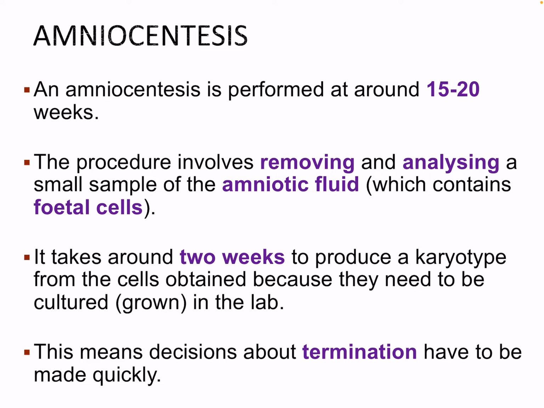So an amniocentesis would be performed between 15 and 20 weeks of pregnancy. The procedure involves removing a sample of amniotic fluid, which contains fetal cells, and then analysing that. It can take about 2 weeks to produce a karyotype from an amniocentesis, because the fetal cells that are obtained need to be cultured in the lab. This means that if the result does return that the fetus has got a serious genetic abnormality, and the parents may wish to proceed with a termination, those decisions have to be taken very quickly.